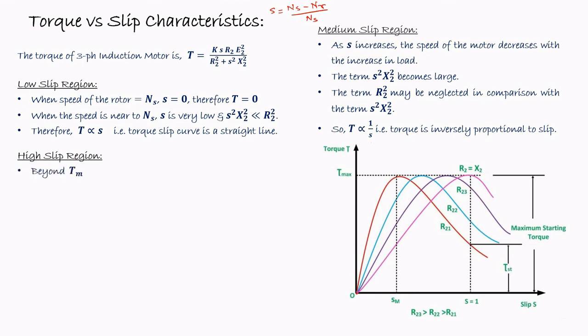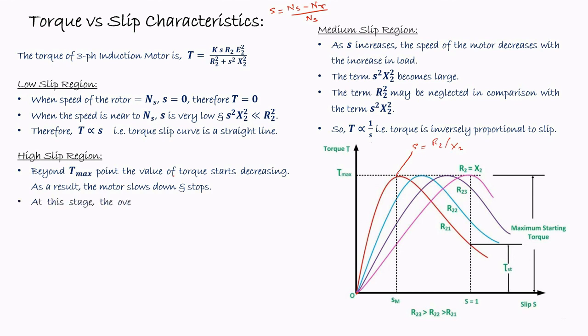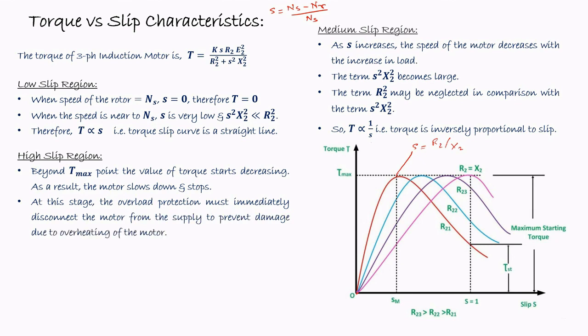Now in the high slip region, beyond the maximum torque point, here it is a maximum torque point. That means the slip for the maximum torque, here the slip is equal to R2 upon X2. So at this point we will get the maximum torque. And beyond this point, the torque starts decreasing. As a result, the motor slows down and finally it will stop. At this stage, the overload protection must immediately disconnect the motor from the supply to prevent any damage due to the overheating of the motor.